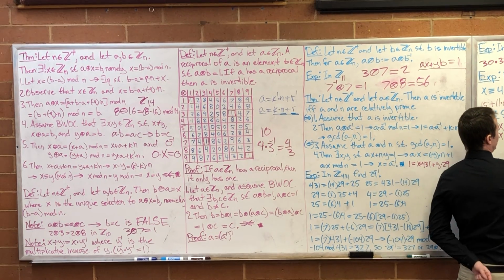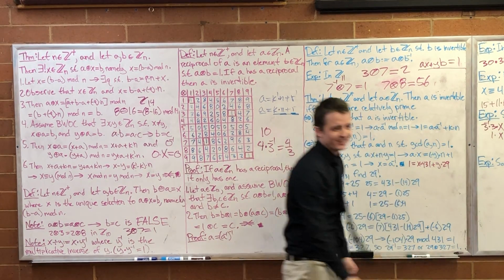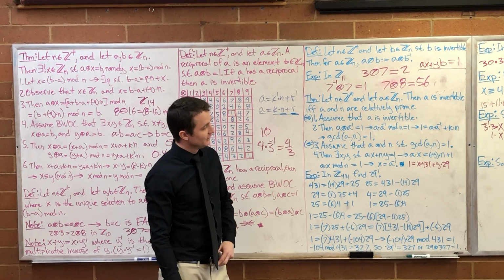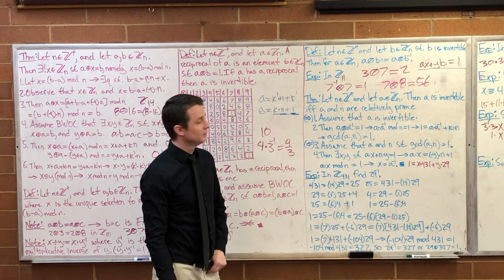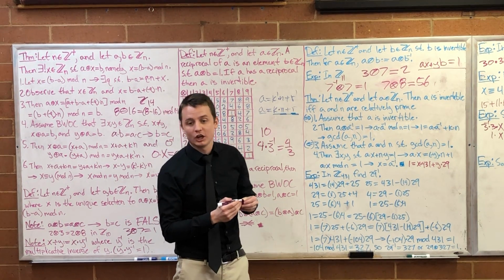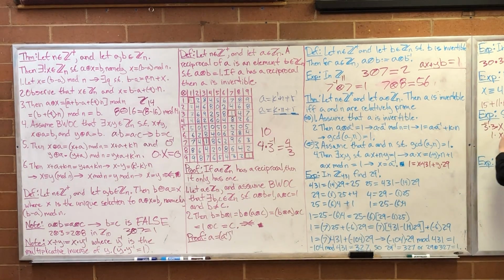4 times 4 is 16, mod 11, which is 5. You could just leave the fraction symbol for now, but notice that we're in mod 11, so we're not just using regular math.